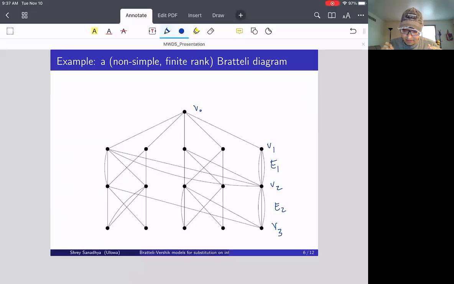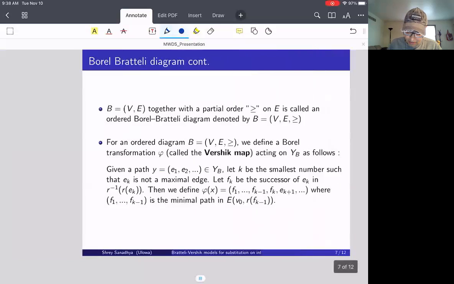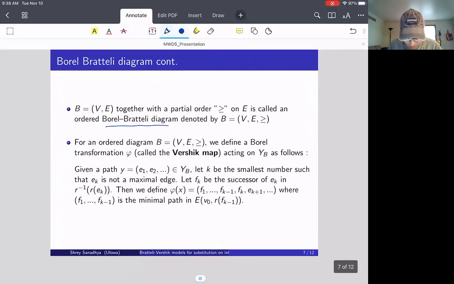My Borel-Bratteli diagram is similar to this Bratteli diagram. The only difference is that at every level, I can have countably many vertices instead of finitely many as shown in this diagram. And then my edges would also be countably infinite. Now I denote by Y_B the infinite path space of this diagram. I can put an order on my Bratteli diagram, and I'm not going to go into detail on that. On this infinite path space, we work with the Vershik map, which I have defined here, but that's just the tail equivalence relation.